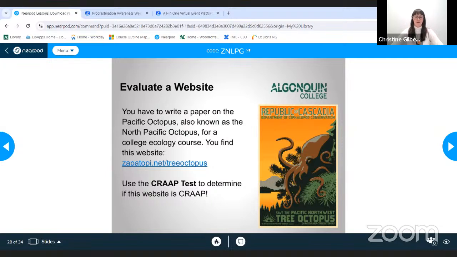CRAAP? So can you find currency? Can you find the date of publication? Relevance. Would this site be appropriate for a college level course? Authority. Who is the author or creator? And what are their credentials or associations? Accuracy. Is the information factual? How do you find out? And purpose. Why does this page exist? What does it try to do? It's quite the fun website. Highly recommend you check it out.